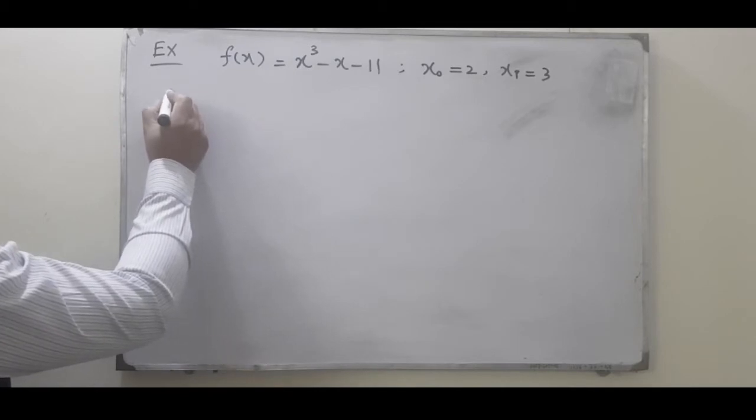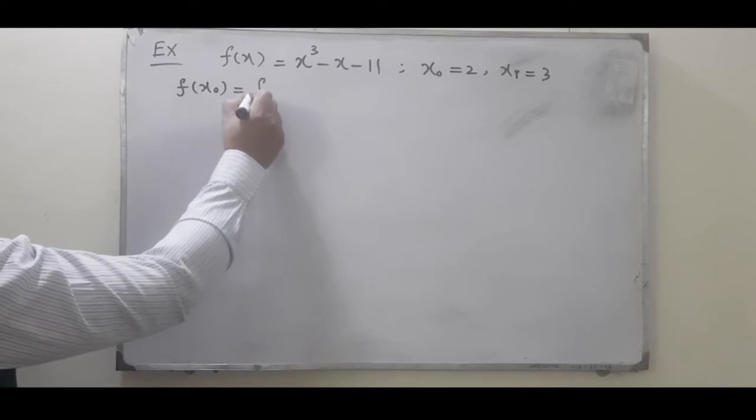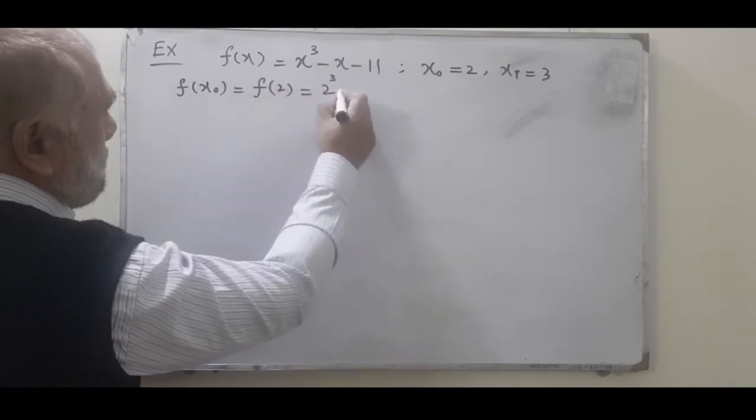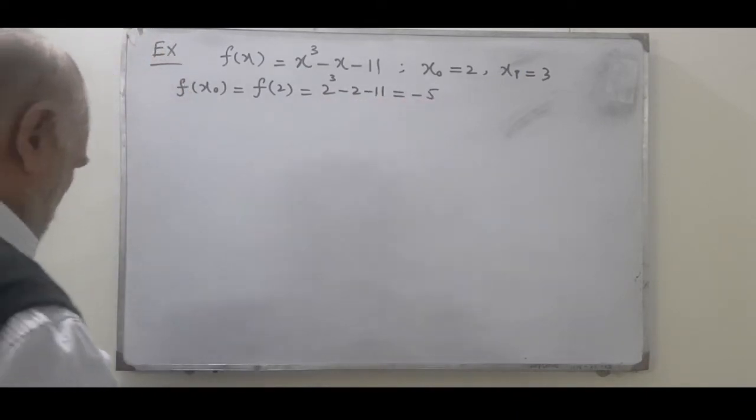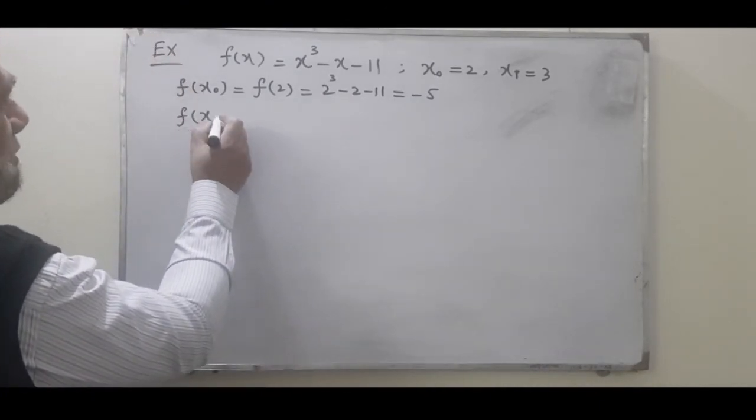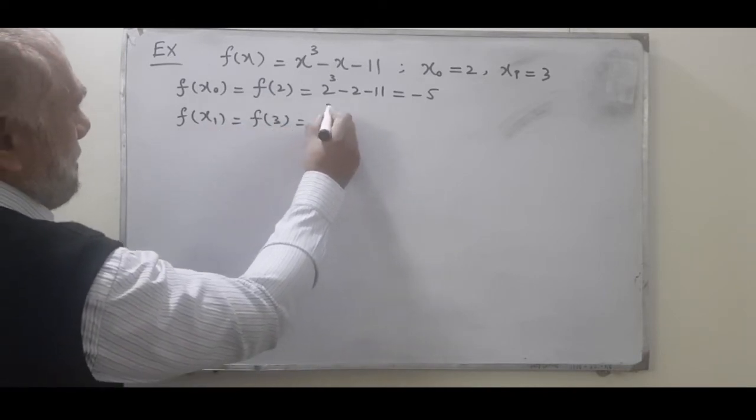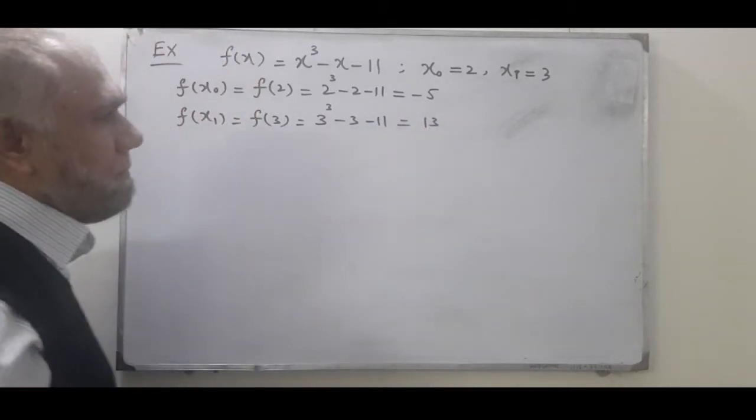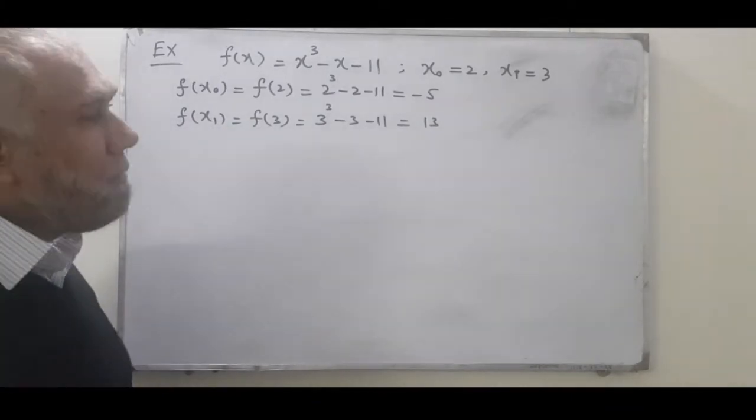Here, whenever we want to check the value of the function at x0, taking x0 equal to 2 into the whole function gives you 2³ - 2 - 11, which is equal to -5. Similarly, the function's value at x1 is f(3), which gives you 3³ - 3 - 11, and this gives you 13.